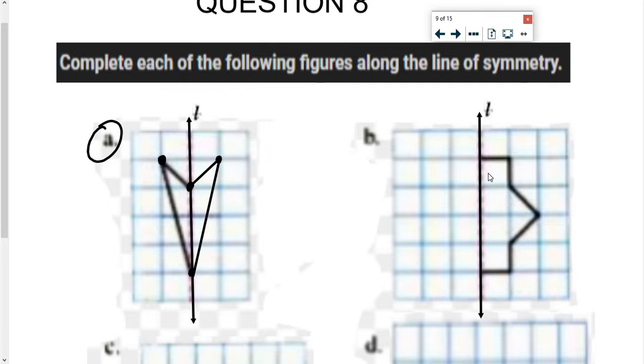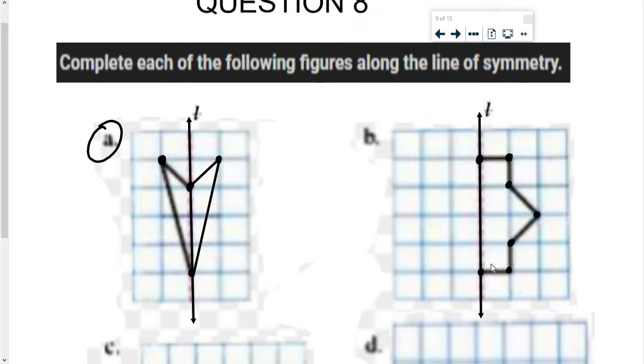Question B. This is the line of symmetry. We have to complete drawing the other half. Step number 1, identify the corners which make up this half.